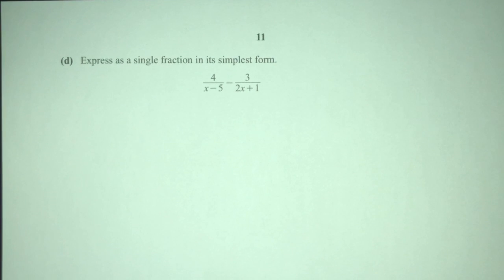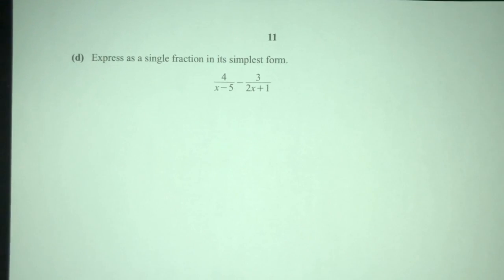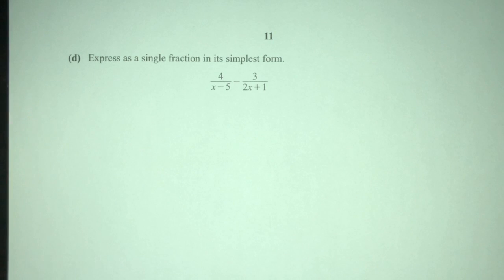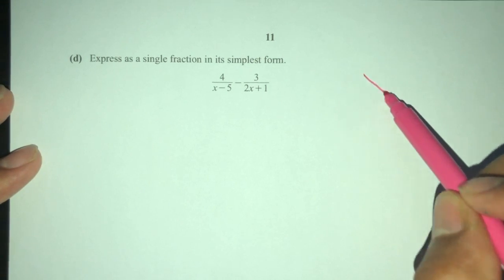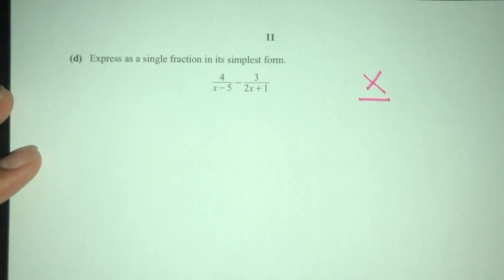So here we have expressed this thing as a single fraction in its simplest form. The first thing we realize here is they have different bases, so we have to make them the same. One way we can do this is to cross multiply and multiply them together. So basically doing this, cross, and then this. So cross multiply and then multiply them by each other.